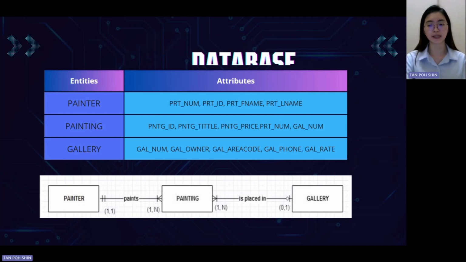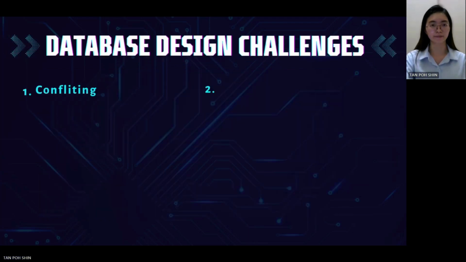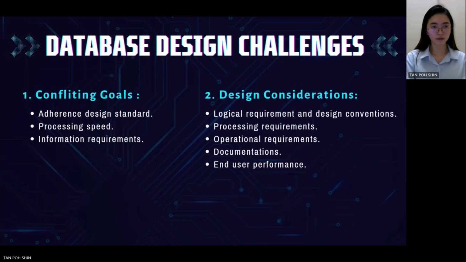Next is database design challenges. First is conflicting goals. Database designers often face conflicting goals such as adherence to design standards. Design standards are important for developing logical structure that minimizes redundancy. And next is processing speed and information requirements. High processing speeds and complex information needs may require compromise such as combining tables.